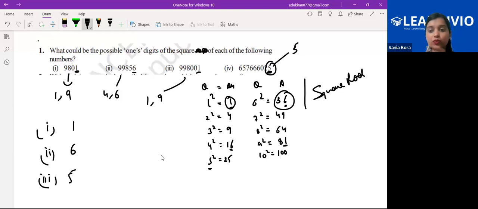Clear? Getting the difference? What I'm trying to say? The difference between square root and square. So square root is question. Just remember this: question and answer. So in case they give you square root, just write this side as an answer. You have to find the answer from here and write the answer on this side. But in case it is square, then you have to find the answer from here. Clear?